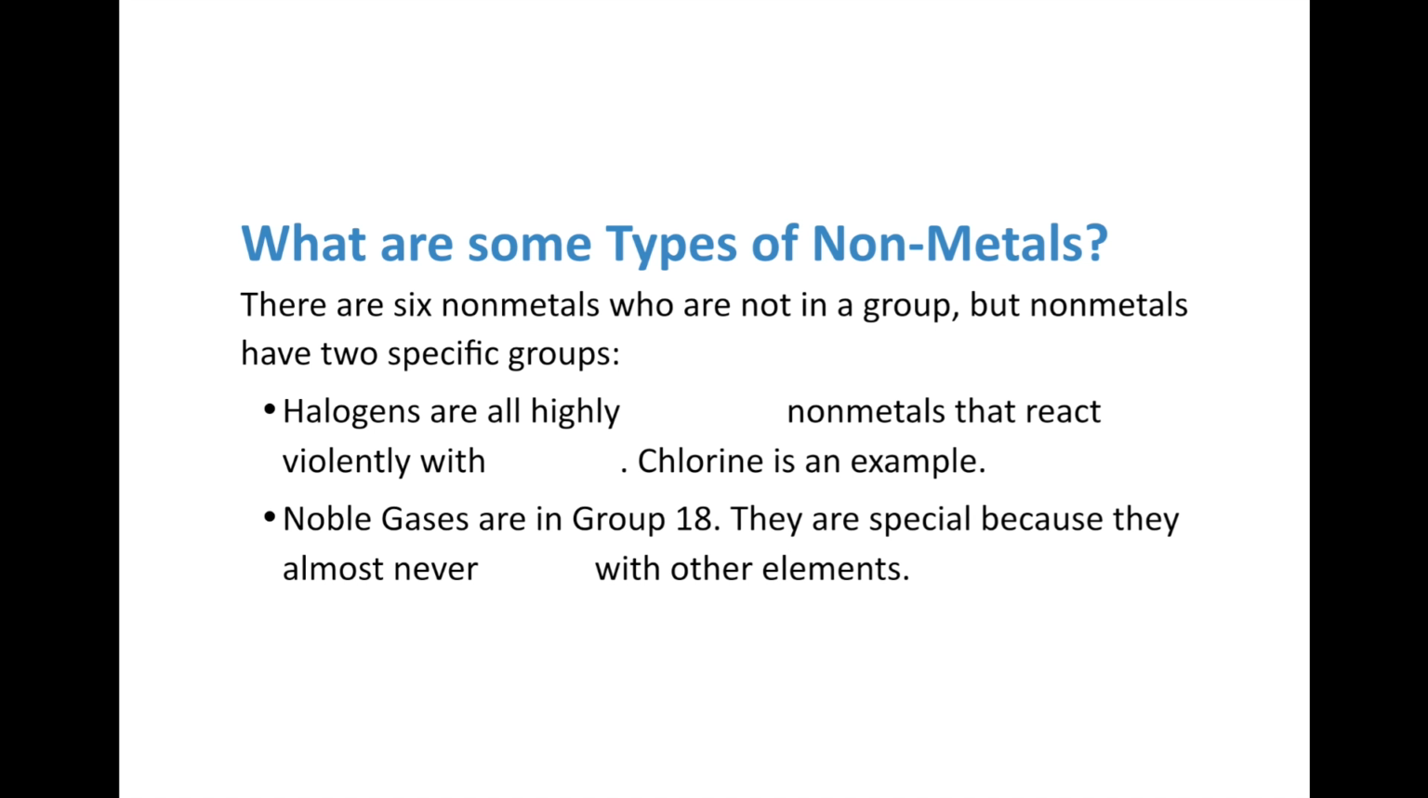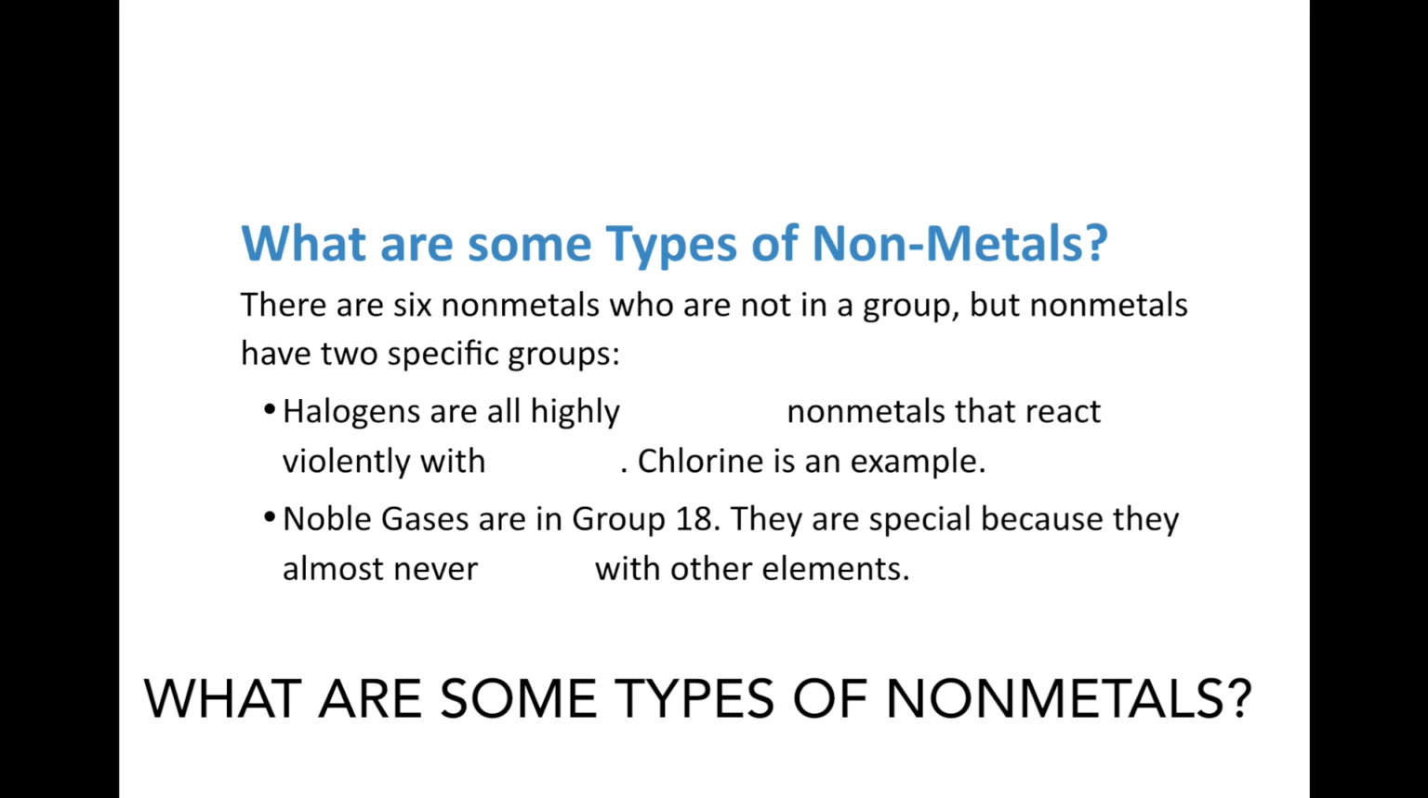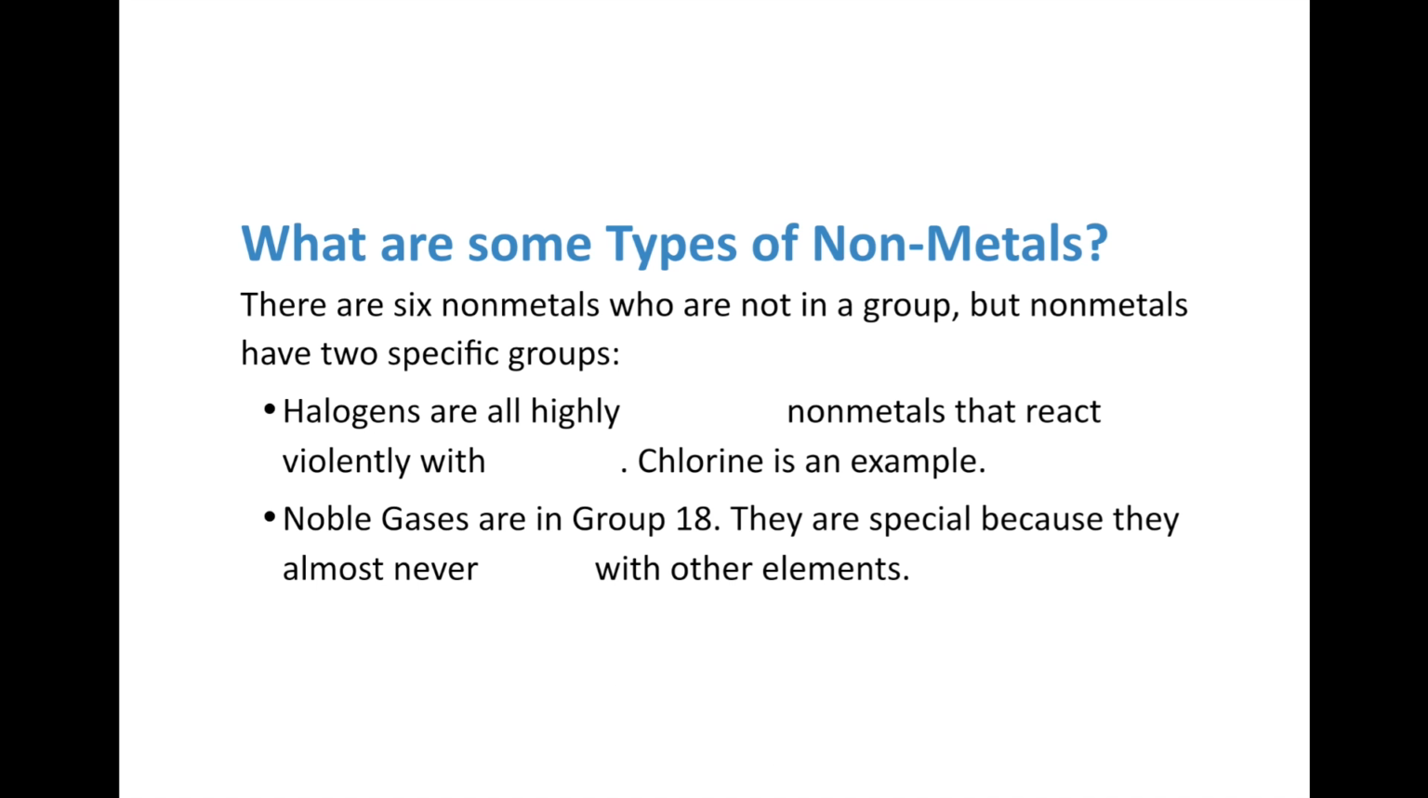Let's look at a couple of categories of nonmetals. There's 6 nonmetals who aren't in a group. We just call them nonmetals, but they have 2 specific groups. The first ones are halogens. Halogens are all highly reactive nonmetals, and they react violently with alkalis. Chlorine is an example. Salt, sodium chloride, is made out of sodium, an alkali metal, and chlorine, a halogen. Okay, they usually react violently, but then once they react, they usually stabilize.